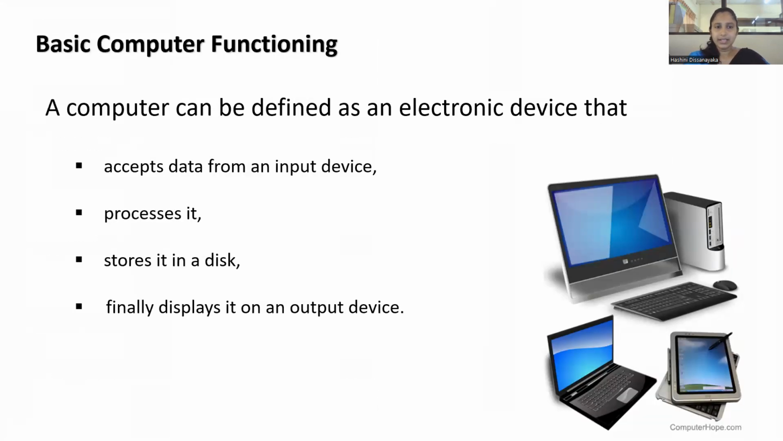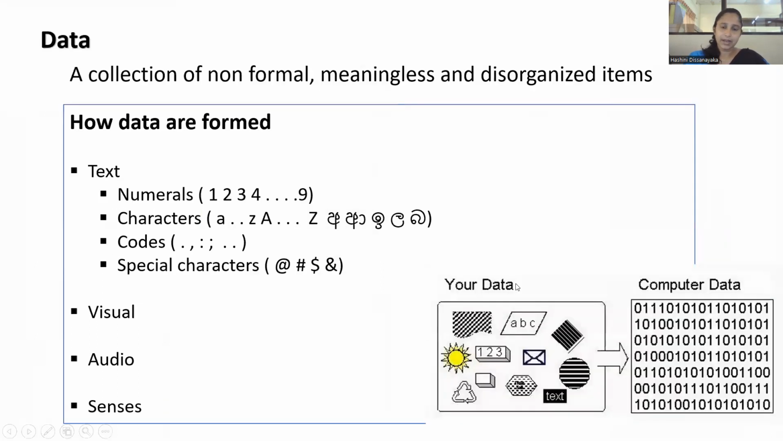Right. This slide shows the basic computer functions. Now you know input devices are going to accept data and feed it into the machine, and then the CPU is going to process that data, and the storage device is going to store the information and processed data. And finally, the output device is going to display the final output or the processed data, right?